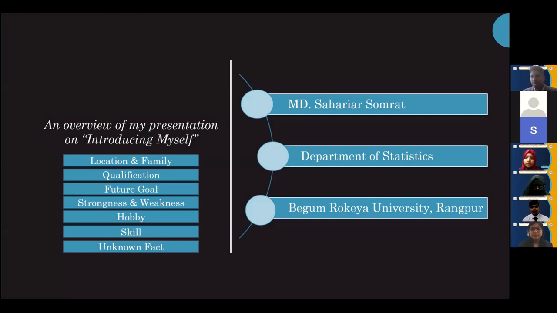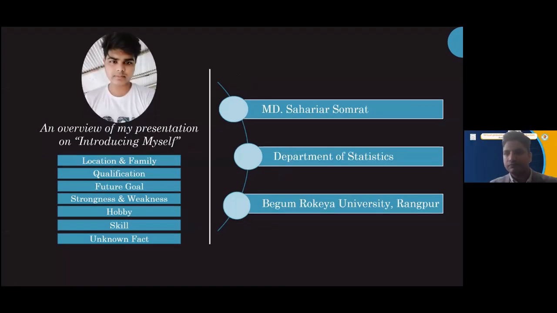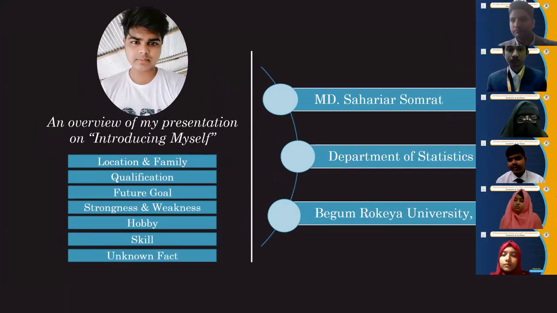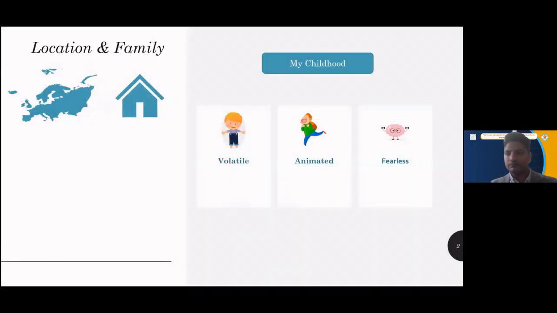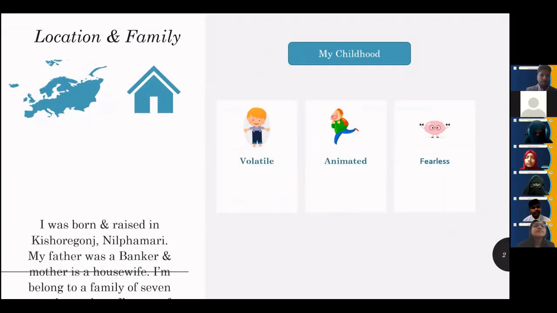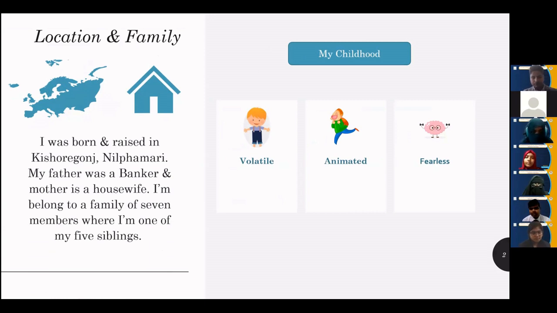Thank you, sir. Good morning. It's a great pleasure to be here introducing myself. My name is Mohammad Shahriar Samrat, a student of the Department of Statistics, Begum Rokeya University, Rangpur. Here is an overview of my presentation. First, location and family. I was born and raised in Kishorganj, Nilphamari. My father was a banker and my mother is a housewife. I belong to a family of 7 members, where I am one of 5 siblings.